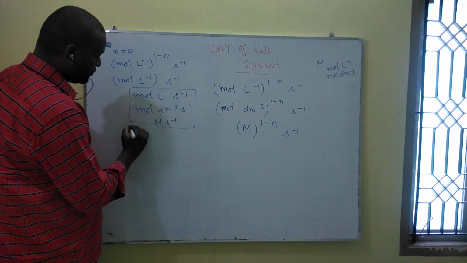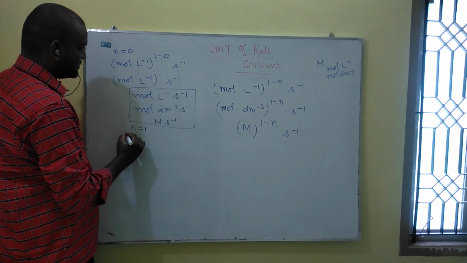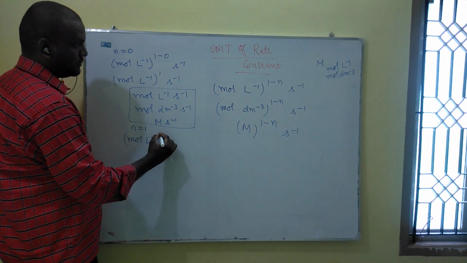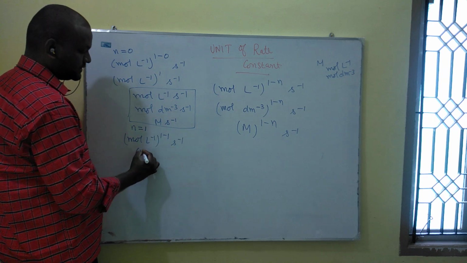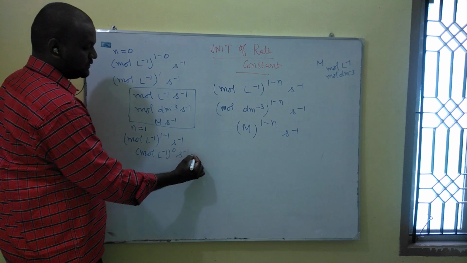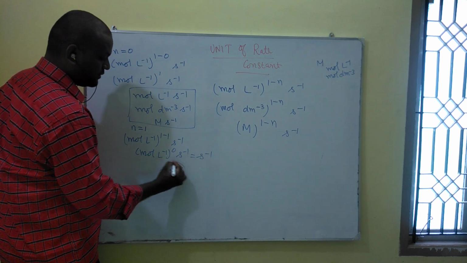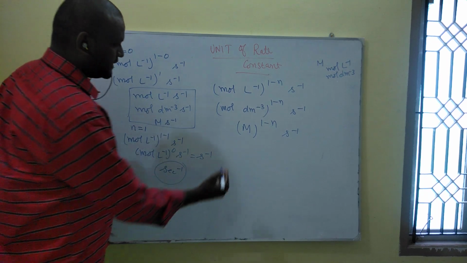Suppose n is equal to 1. Simply substitute: mole per liter power 1 minus 1 per second. So we will have mole per liter power 0, and anything power 0 is 1. So we will have the answer per second. So you have the unit per second only for a first order reaction.